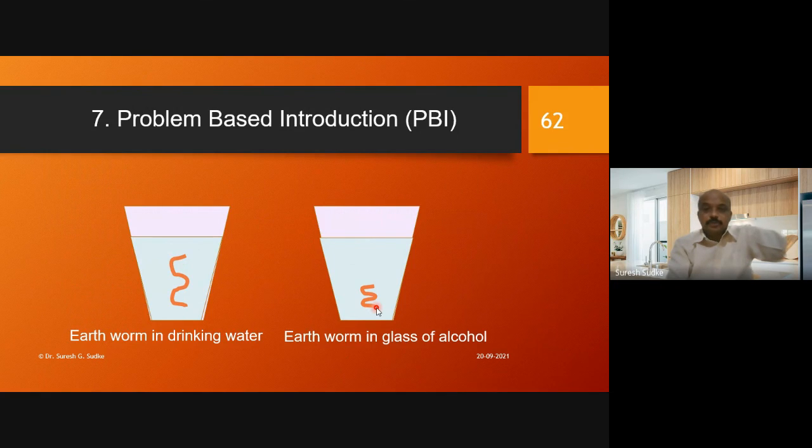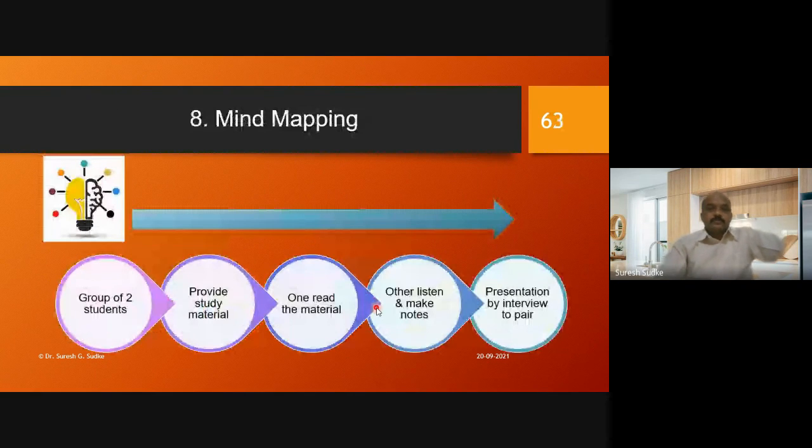So the students should be able to conclude creatively the outcome of this experiment. This is called problem-based introduction. Alcohol can cause paralysis of the muscles of the earthworm. This may be the answer. So what is mind mapping? It is another type of cooperative learning method in which we are grouping the students.